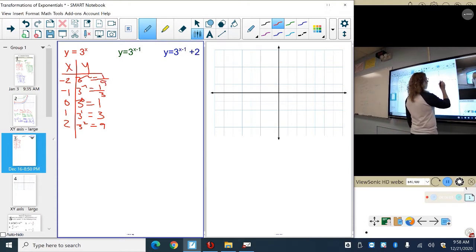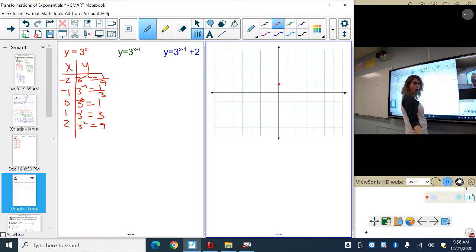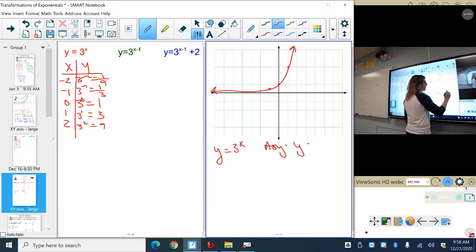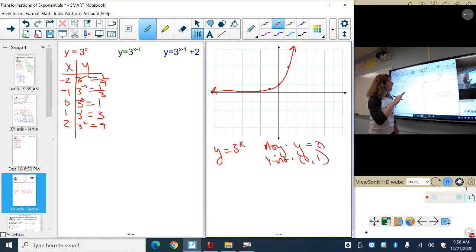So if I graph that, I'm going to be at 0, 1, which is our original y-intercept. I'm going to be at 1, 3, and then 2, 9 goes off, -1, 1/3, slightly below 1/2, -2, 1/9. This is your parent function, which means y equals 3 to the x, I'm going to have an asymptote at y is equal to 0. And I'm going to have a y-intercept at the point 0, 1. Nothing new there.